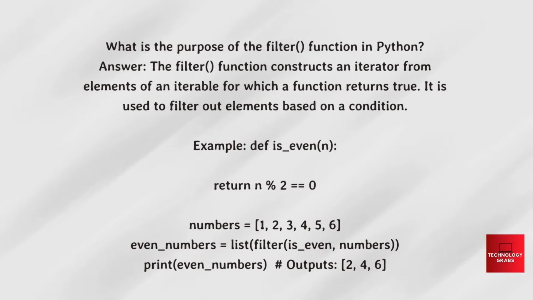What is the purpose of the filter function in Python? Answer: the filter function constructs an iterator from elements of an iterable for which a function returns true. It is used to filter out elements based on a condition. Example: def is_even(n): return n % 2 == 0; numbers = [1, 2, 3, 4, 5, 6]; even_numbers = list(filter(is_even, numbers)); print(even_numbers) outputs [2, 4, 6].